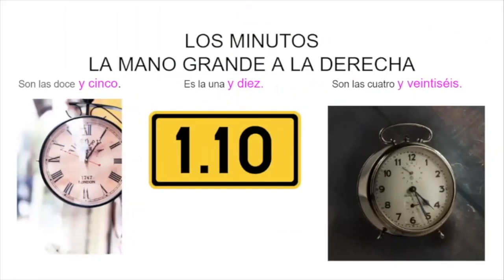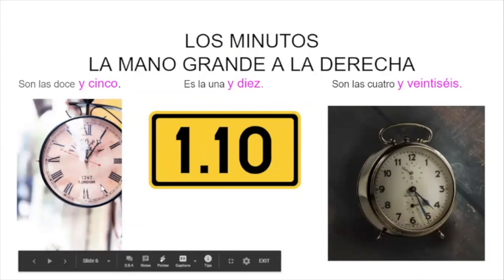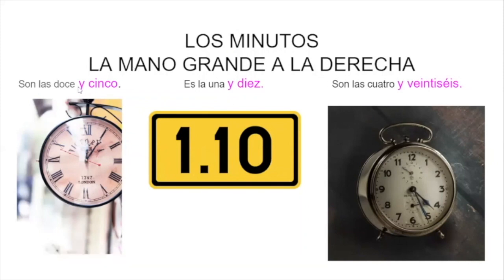Los minutos. La mano grande está a la derecha en el reloj. That means that the big hand will always be on the right-hand side of the reloj when we are telling the minutes. Or when it is, we're going to say y para decir los minutos. Son las 12:05. 5 está a la derecha. It's to the right. Por eso, y son las 12:05. It is 12:05.